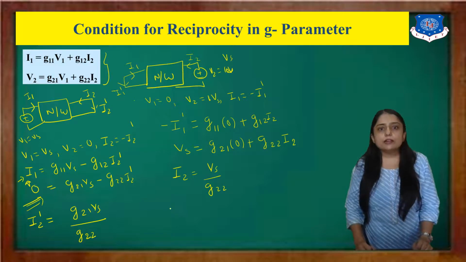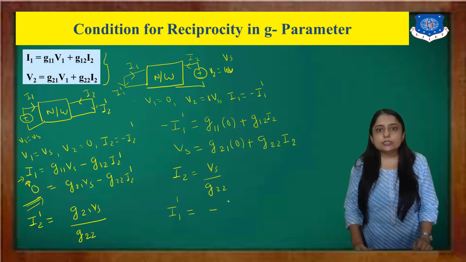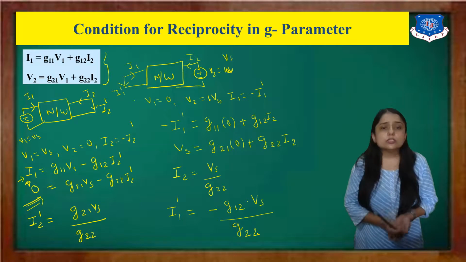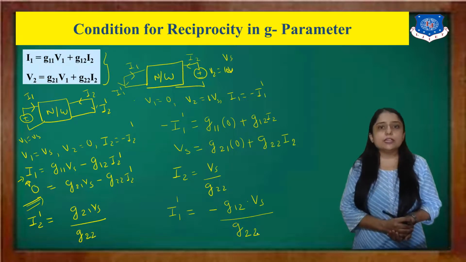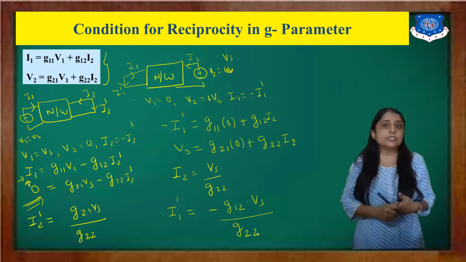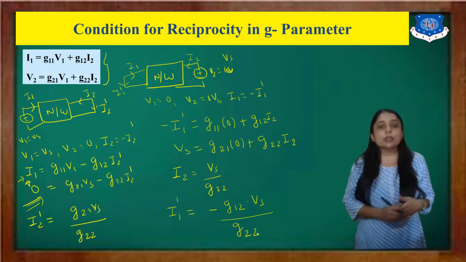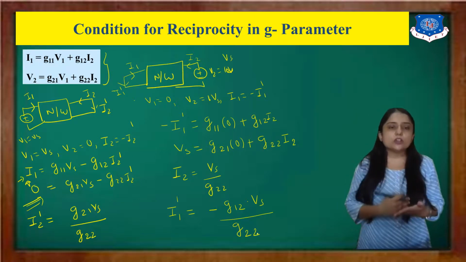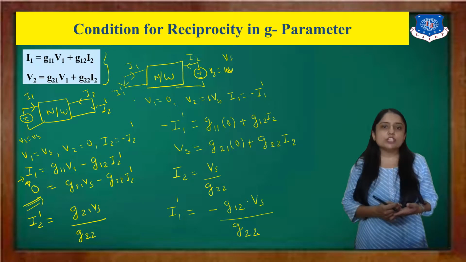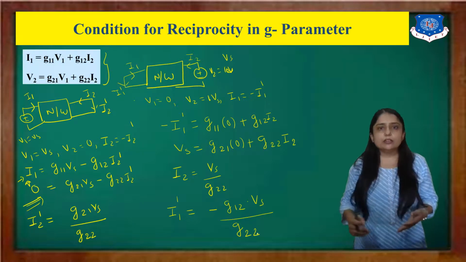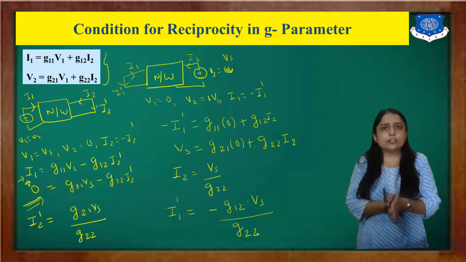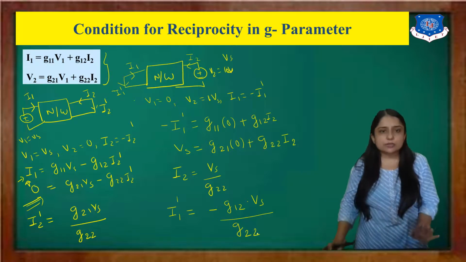So what will we get? I1 dash equals minus G12 into Vs divided by G22. See, here you can consider Vs as 1 volt, no problem. But that we will consider when we solve the examples related to the G parameter. If you consider V2 equal to Vs or 1 volt, you will get the same answer.